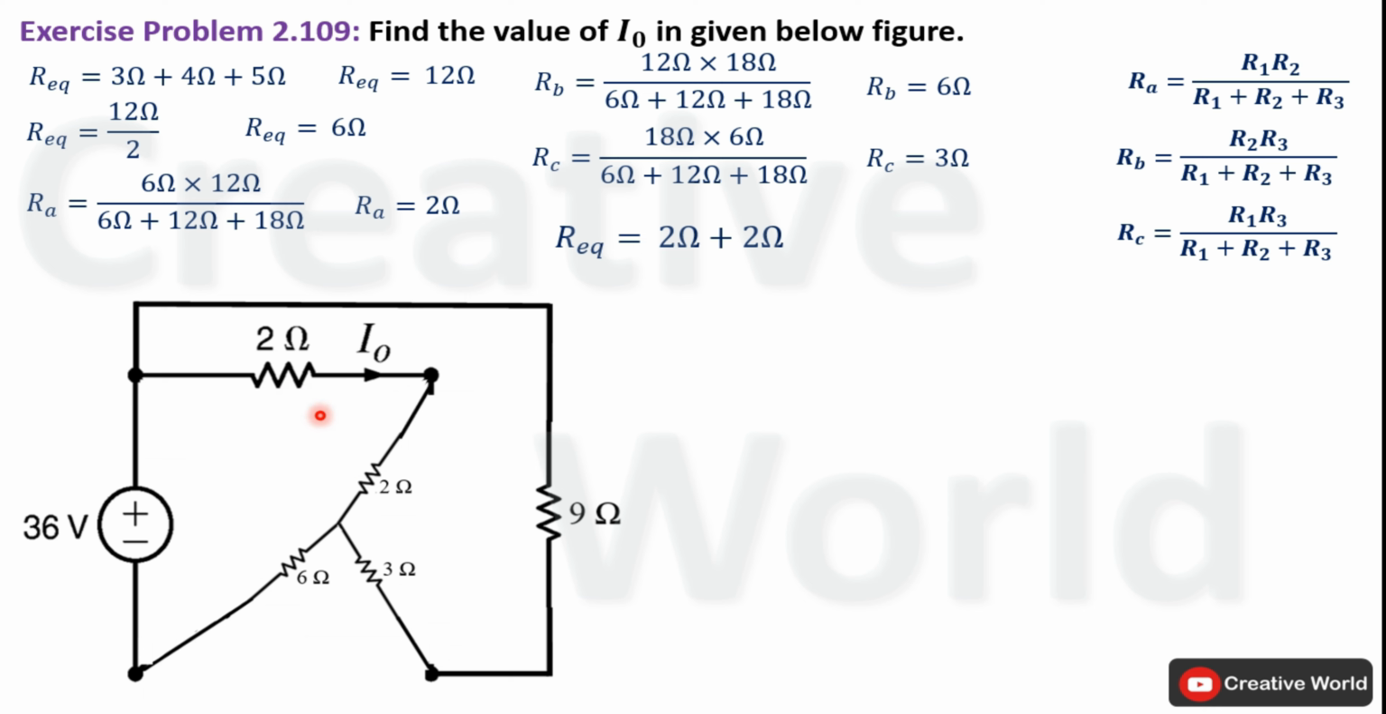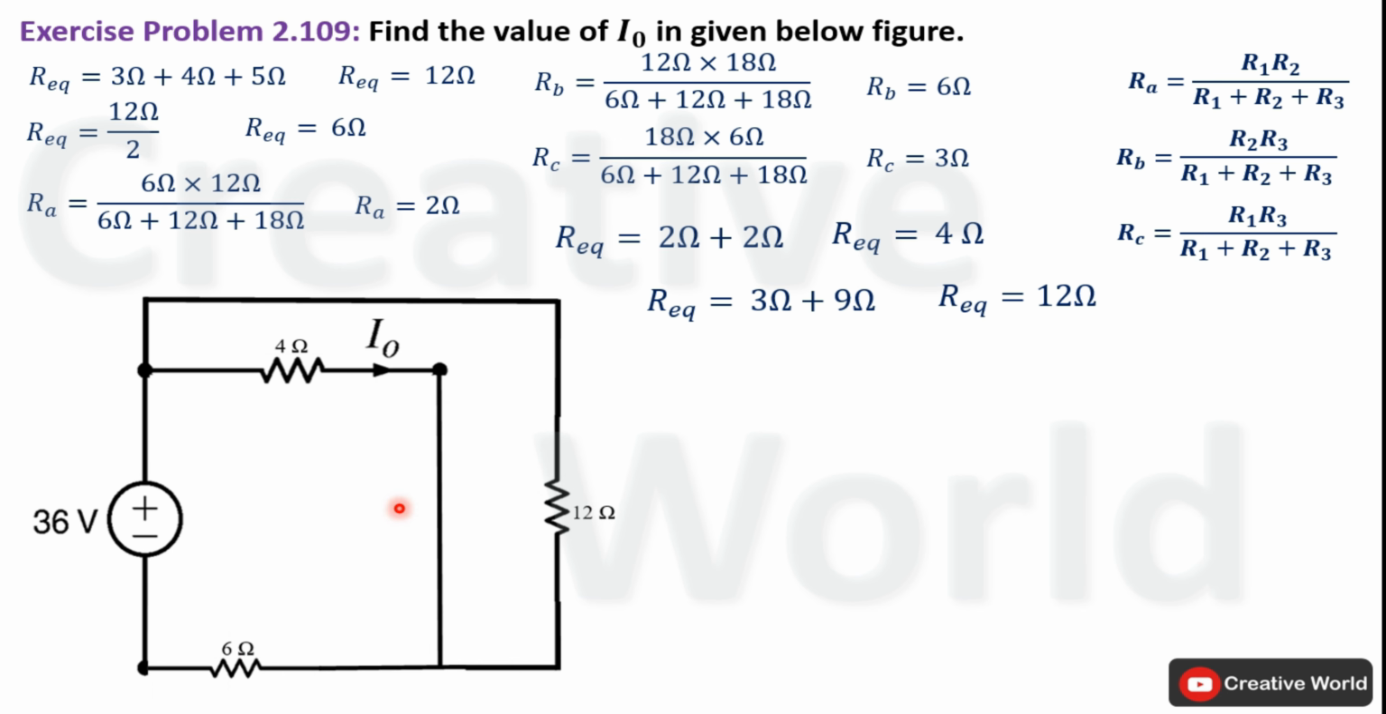Equivalent resistance of this series connection will be the sum of 2 ohm and 2 ohm. It will become 4 ohm. And the equivalent resistance of this series connection will be 12 ohm. Now we will modify the network by replacing these resistances with their equivalent resistances. Now the circuit is simplified. These two resistances are in parallel connection and both of these are connected in series with 6 ohm resistance.